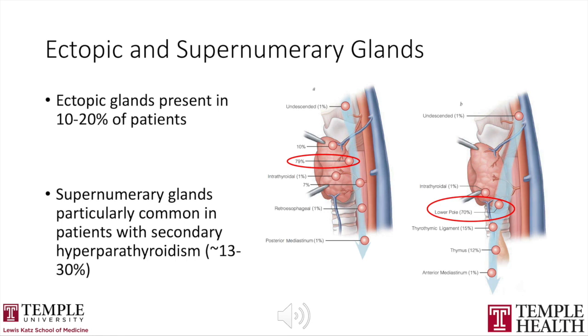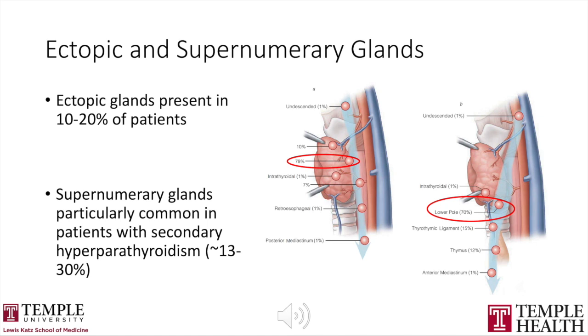And here we can see the common ectopic locations of the parathyroid glands. So the ectopic locations refers to the fact that as the parathyroid glands travel during embryogenesis, they can actually end up residing somewhere else in their classic position. And ectopic glands are found in anywhere from 10 to 20% of patients, although the numbers might actually be higher just based on the actual study that we're looking at.